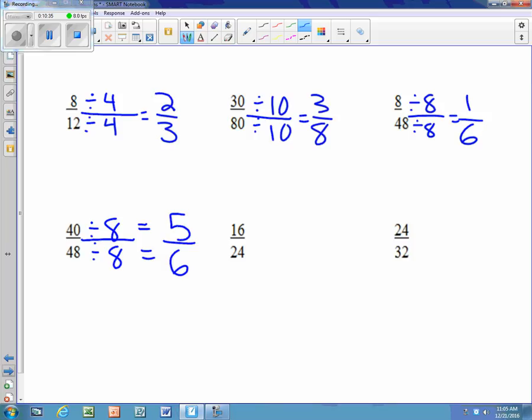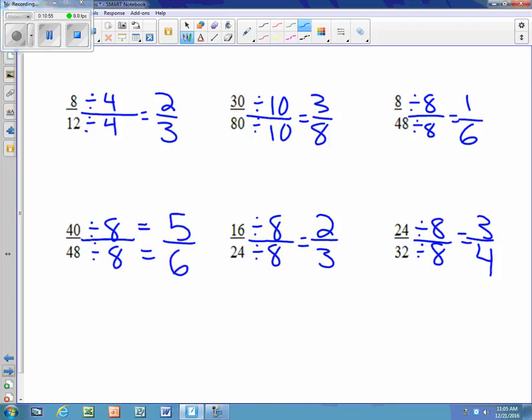When I have 16/24ths, I look at this, and I notice that 8 can go into both of these. And when I see 24/32, I once again see 8 as another one of these. And that's how we simplify, reduce, or put numbers in lowest terms.